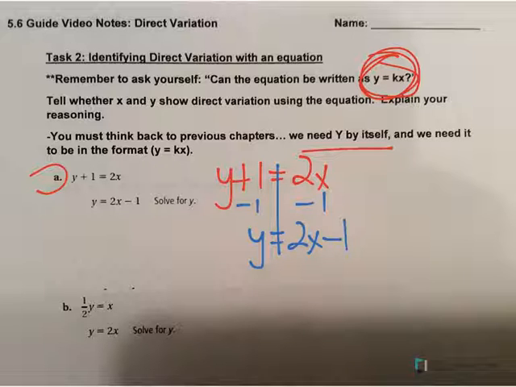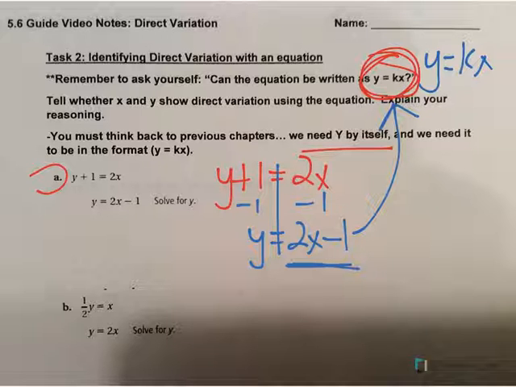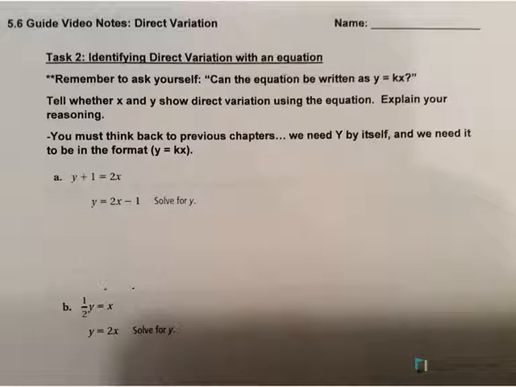We can't subtract 2x and 1 because they're not like terms. So the y is now by itself. There's nothing we can do to the right side to simplify it. So does this look like y equals kx? The answer to that question is no, because of the minus 1 at the end. In the y equals kx, we can't have any plus or minus after it. So 2 is your k, x is your x. We can't have plus something or minus something after it. So this equation, when we got y by itself, is not in direct variation equation form.